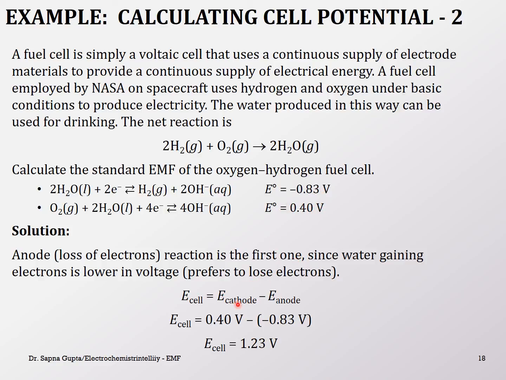So then E cell is cathode minus anode, and so this is how you would set it up. Very simple. Once you know what your cathode is, and once you know what your anode is, all you have to do is plug it in. Once you have the numbers, this gives you the E cell value of 1.23 volts. So again, very straightforward, very simple kind of calculation to do once you have all your anodes and cathodes set up.